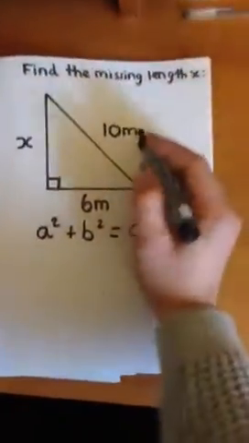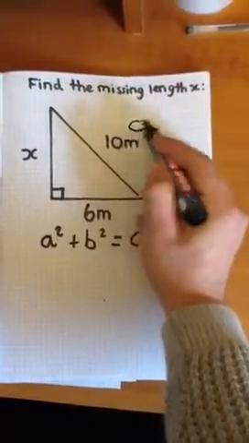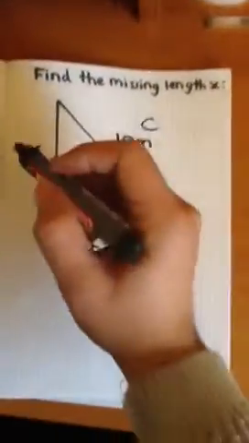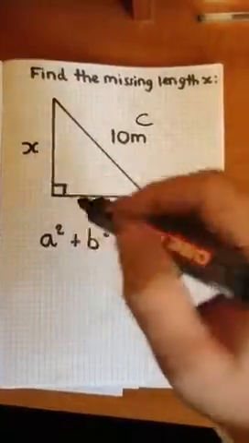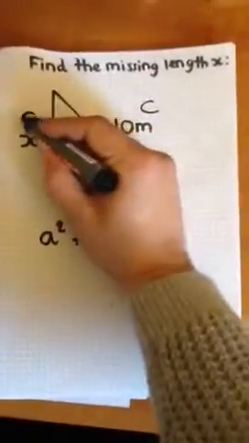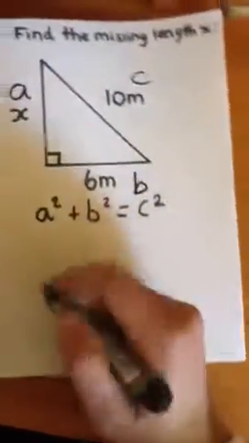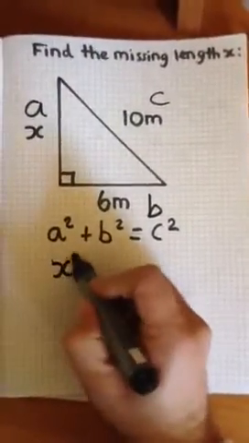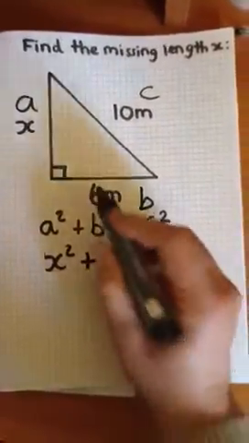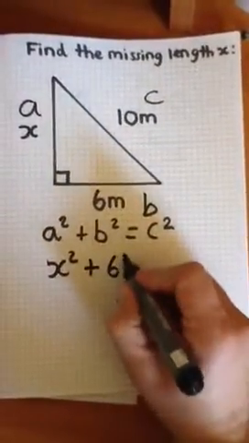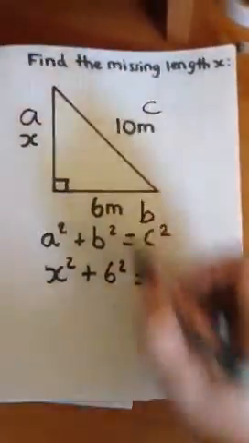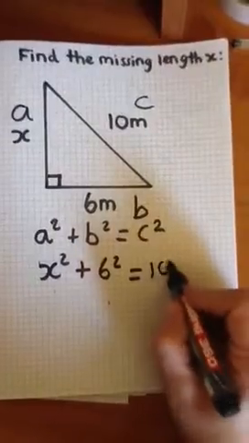Here c is this side here, because it's opposite the right angle. The other ones we can label up as a and b. It makes no difference which way round. I'm going to label this one up as a and this one up as b. So instead of a squared I'm going to write x squared. Instead of b squared I'm going to write 6 squared, and instead of c squared my c is 10, so I'm going to put 10 squared.